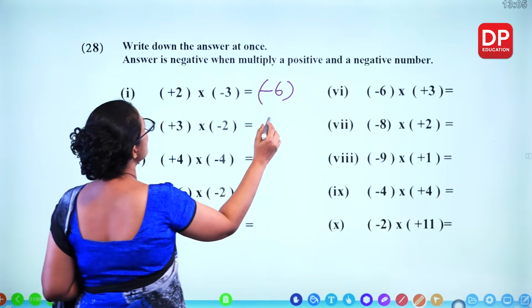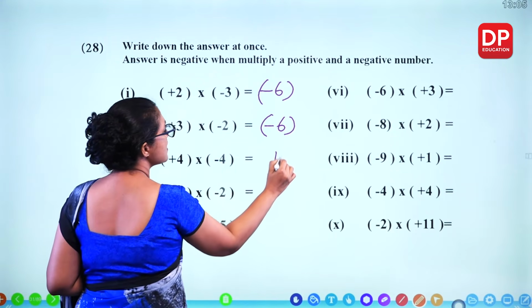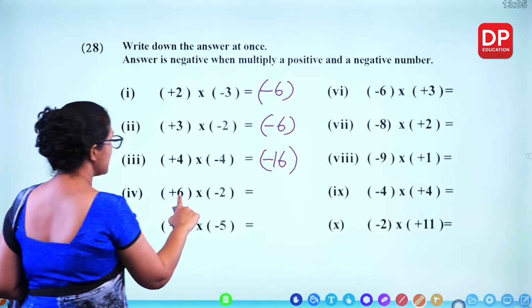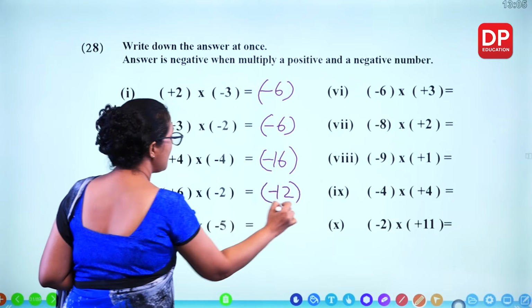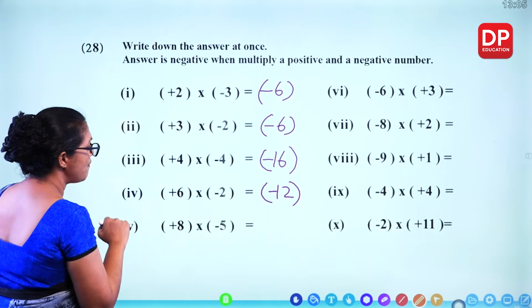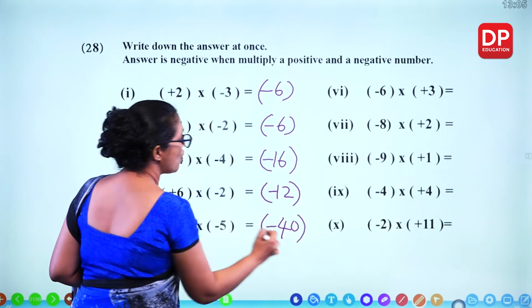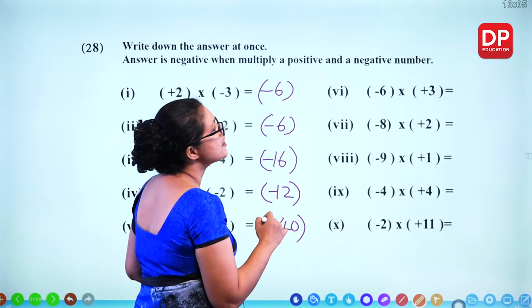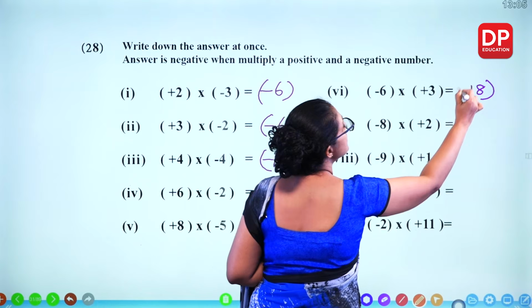3 times 2, 6. -6. 4 times 4, 16. -16. 6 times 2, 12. That's -12. 8 times 5, 40. That's -40. 6 times 3, 18. That's -18.